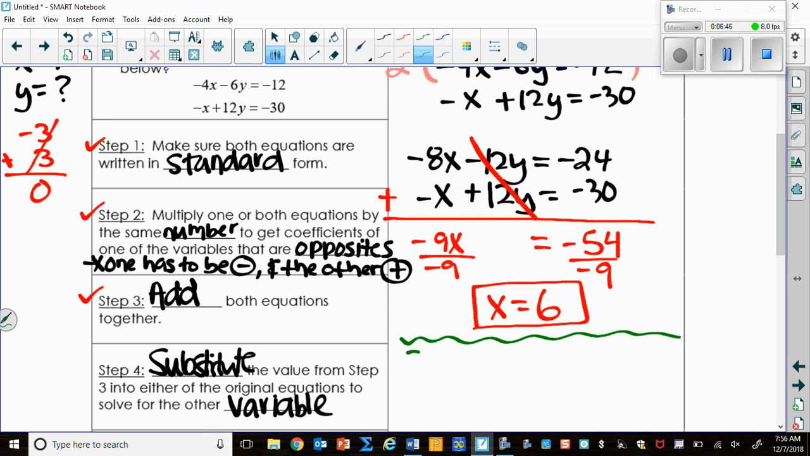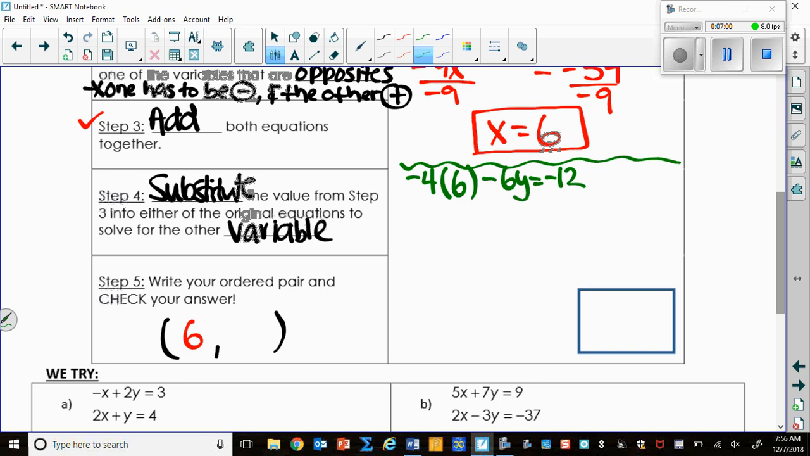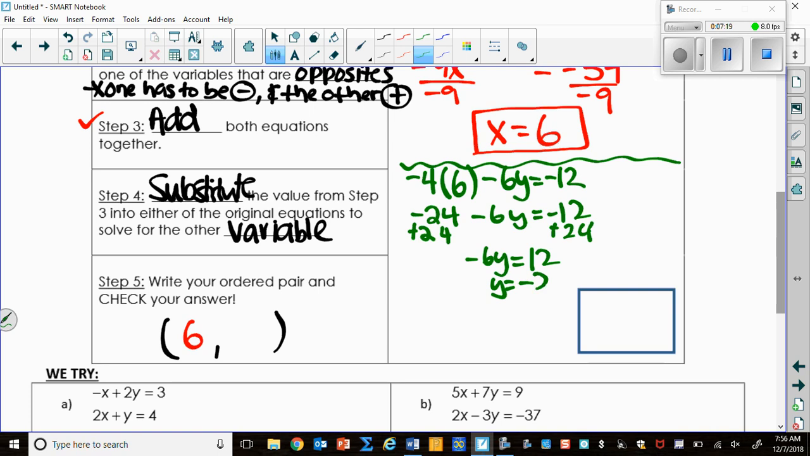Negative 4x, and x is 6, so I'm going to substitute 6 in for x, minus 6y equals negative 12. Okay, so then I just do the substitution. Minus 24, y equals negative 12. And I get y equals negative 2. So I have both my x and my y. I am good to go.